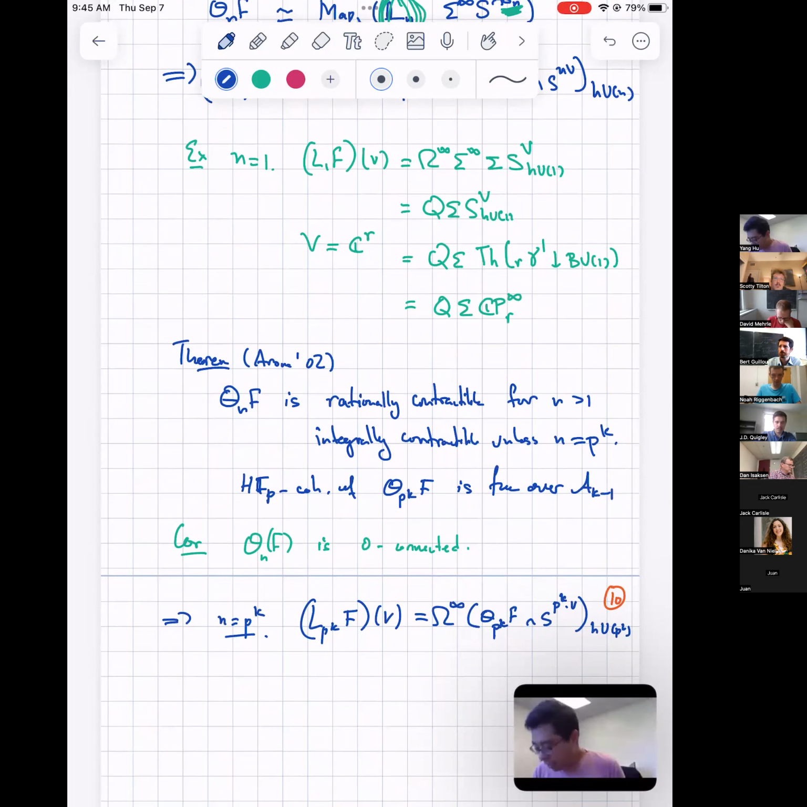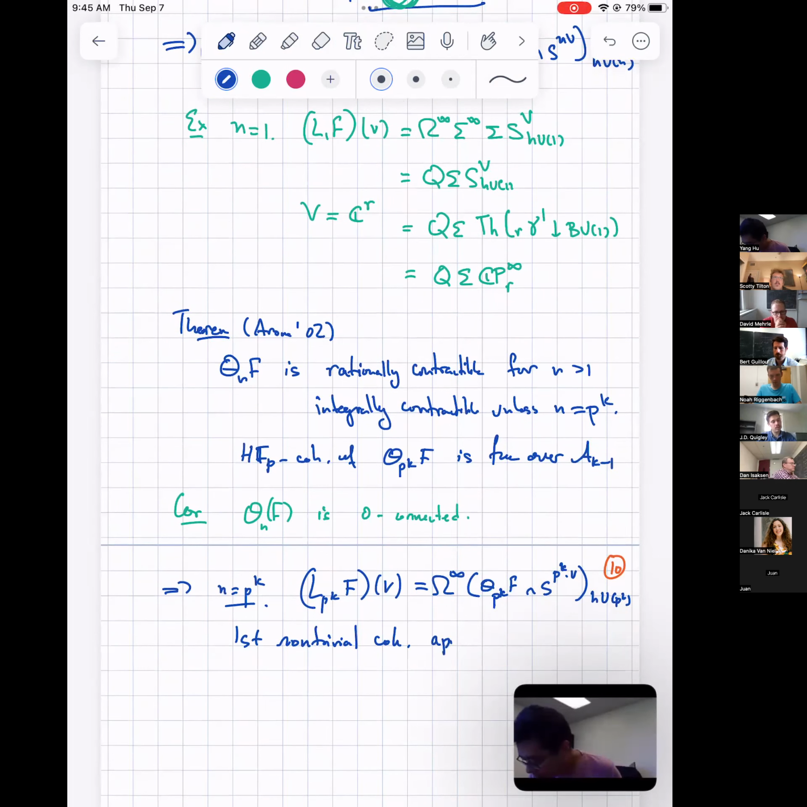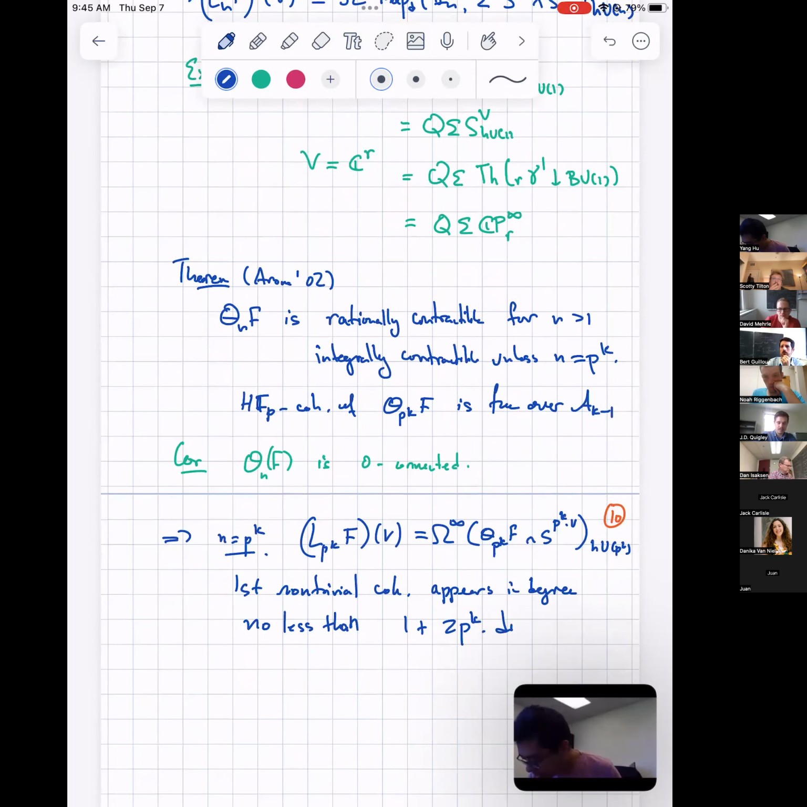Now this thing is going to, so the first non-trivial cohomology is going to appear in degree no less than 1 plus 2 times p^k times the complex dimension of the vector space V. This just follows from the fact that this derivative is zero connected.